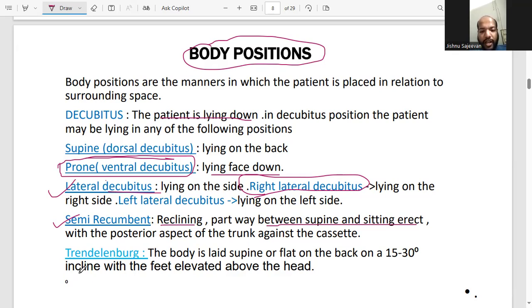And the next thing is the Trendelenburg position. Here, the patient will first be supinated, or flat, on a table. Then the feet of the patient will be elevated above the head. That means the height of the feet will be above the head part. The inclined angle will be almost 15 to 30 degrees.